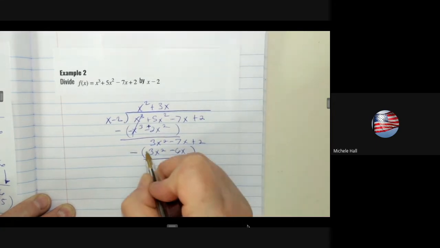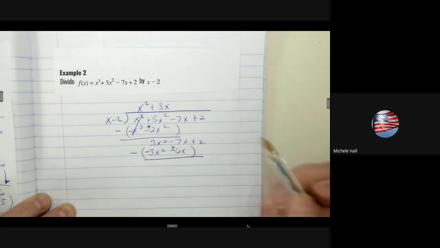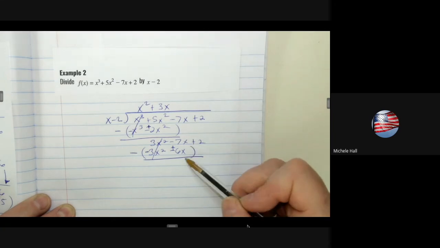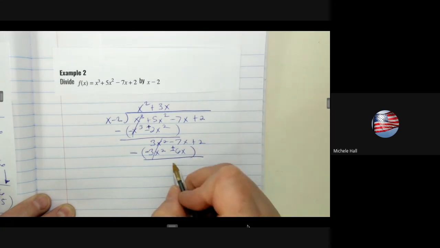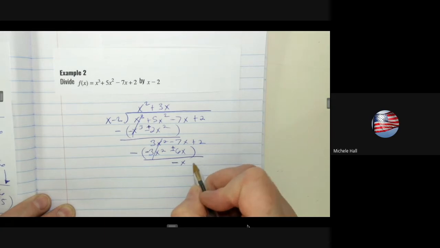Subtract. Change your signs. 3x squared minus 3x squared cancels. Negative 7x and positive 1x is negative x. And bring down your last term.